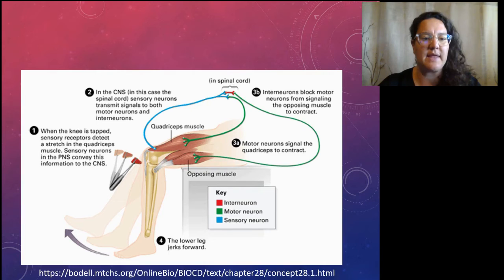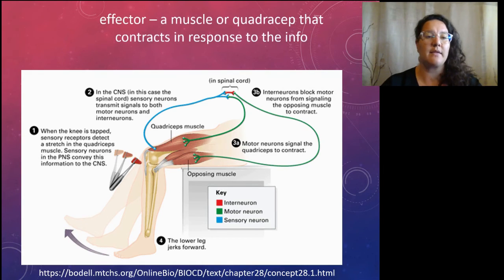So the knee is tapped, that sensory receptor detects a stretch. That gets sent to the central nervous system in the spinal cord, where the interneurons send a message back to the motor neurons, and the lower leg jerks forward because the quadricep was instructed to contract. And then the last step in this process would be the effector, which is the muscle or quadricep that contracts in response to that information.